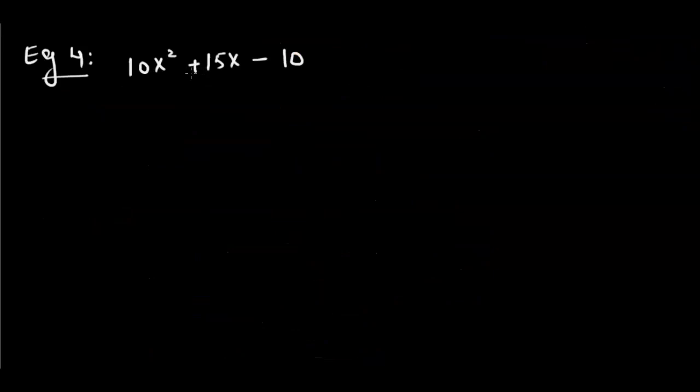Let's factor this last example. Now what is different in this example than the previous examples is that sometimes a question can be simplified by taking out a common factor out of all of these terms. We know 10, 15 and 10, they are all multiples of 5. So what we can do is we can rewrite the question by taking that 5 common out of this entire question. So we are left with 2x squared plus 3x minus 2.